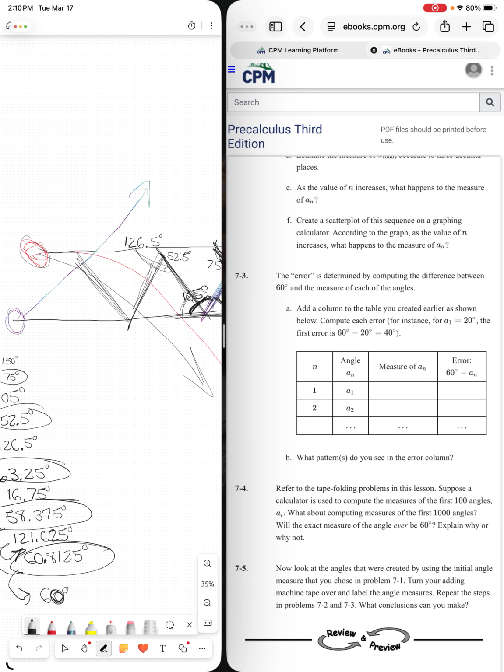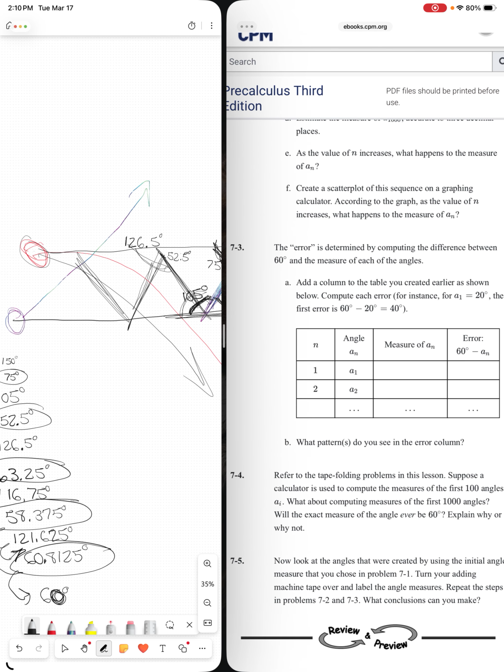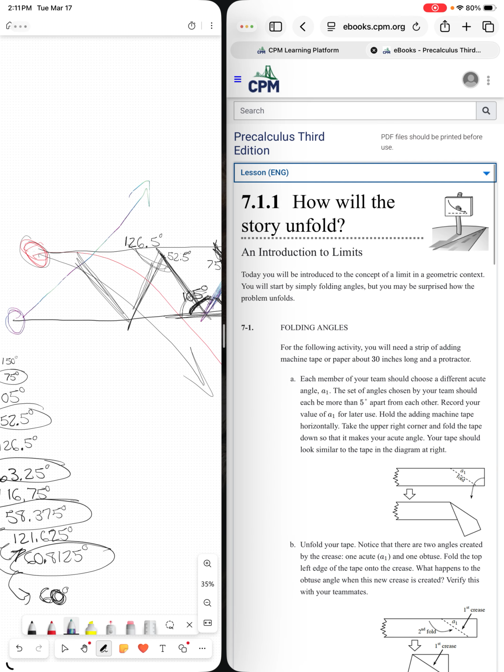That's a key. It says right here, will the exact measure ever be 60? The answer is no, but we'll get really close. We will approach it. And that's the whole point of understanding a limit, or the basic understanding of a limit: what are we approaching? Is it predictable? And so that's our intro, our 7.1 intro into limits.